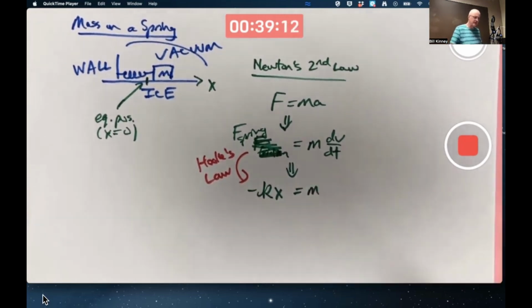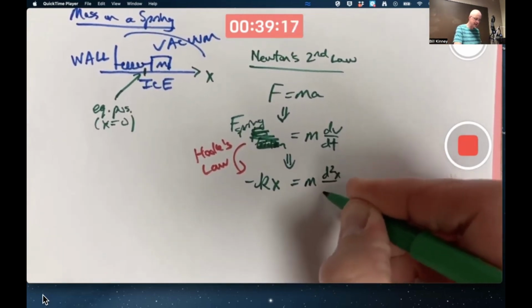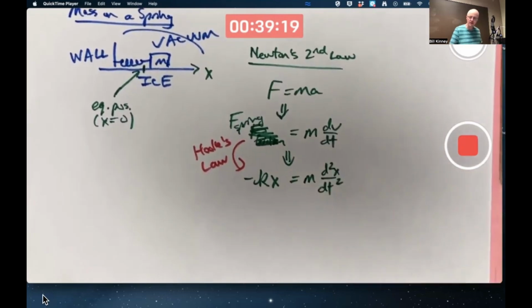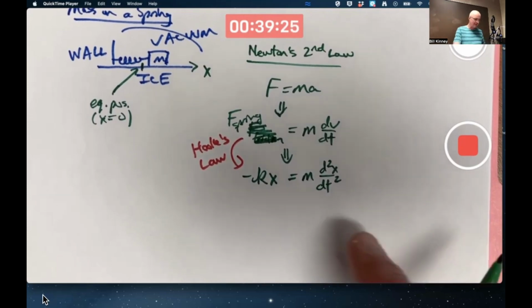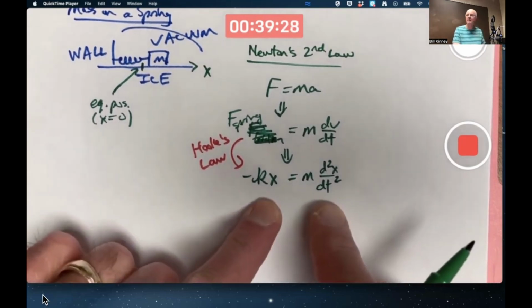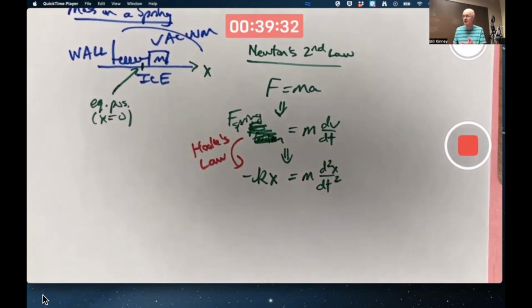We also write the acceleration as the second derivative of x with respect to t, instead of the first derivative. Why? Because we want our differential equation to involve the unknown function x for the position. We do want to solve for the position x as a function of t. If we wanted to know the velocity, we would just differentiate x. Find dx dt, and that would be v.